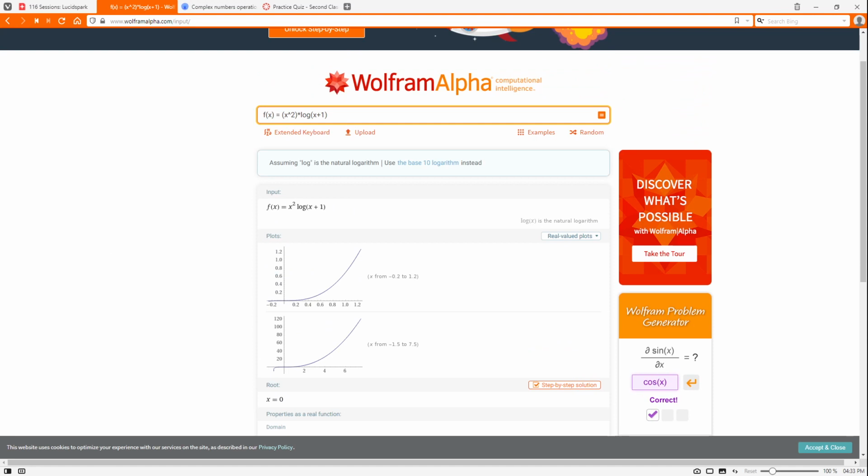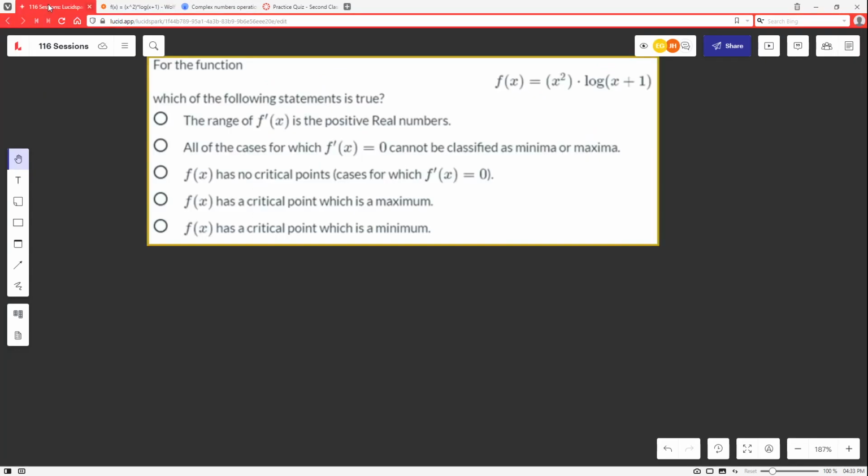What we're trying to do is say our first bit of the question is that the range of the first derivative, I believe that's what that means, is the positive real numbers. This is again the first derivative. These ones aren't, so we'll look at this. This one does care about the derivative though, so we'll look at that. f of x has a critical point which is a maximum, and a critical point which is a minimum.